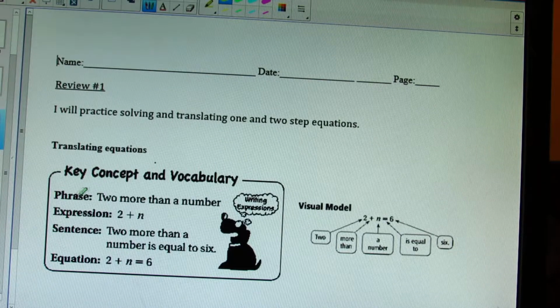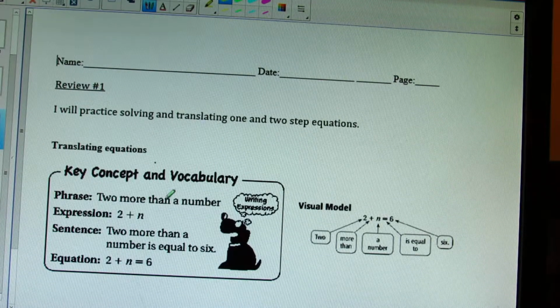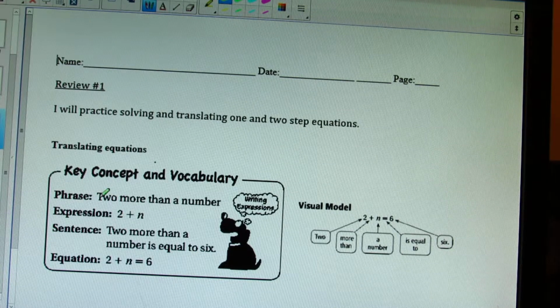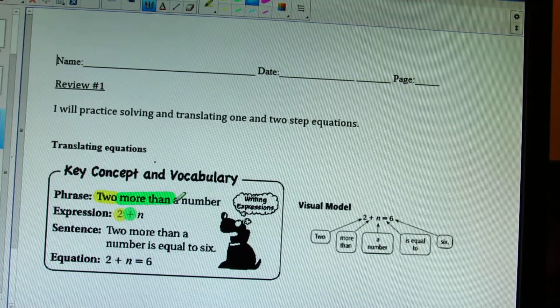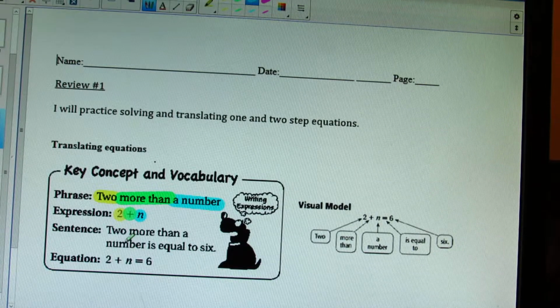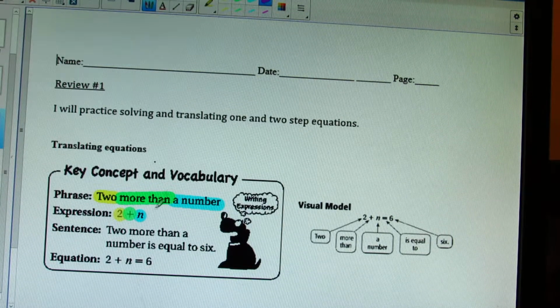Key concept. A phrase like this, 2 more than a number. Number 2 translates directly to 2. More than is my adding. A number, again, a number could be any number, so we're going to use any letter, N. 2 more than a number is equal to 6. So this was an expression. Now let's watch how it turns into an equation.